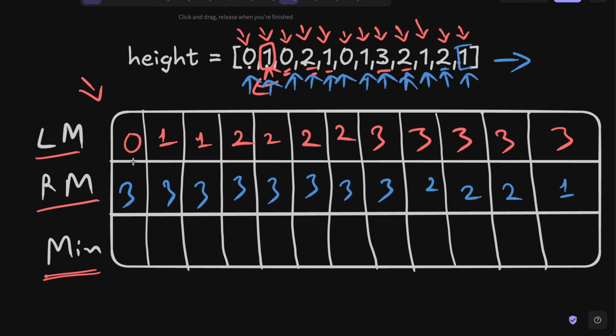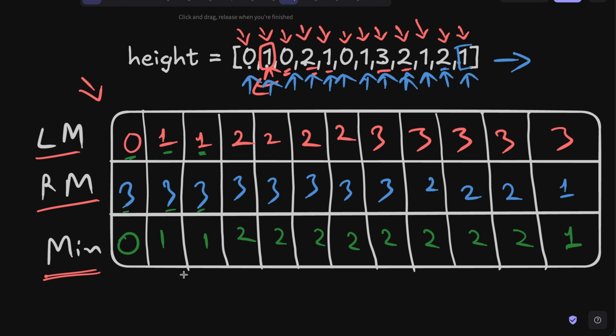And now we can calculate the minimum between these two values, the right max and the left max. So the minimum between 0 and 3 is 0. The minimum between 1 and 3 is 1. The minimum between 1 and 3 is again 1. Here it will be 2, 2, 2, 2, and then 2 again, and here we have 1.